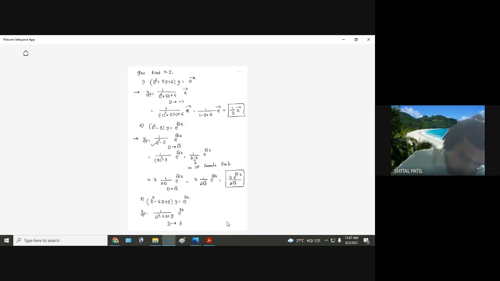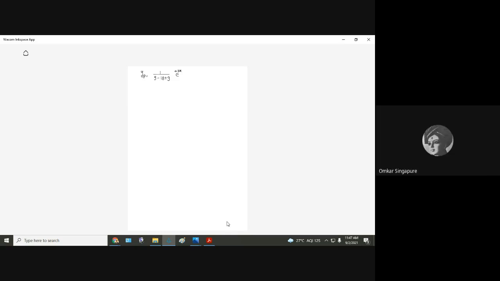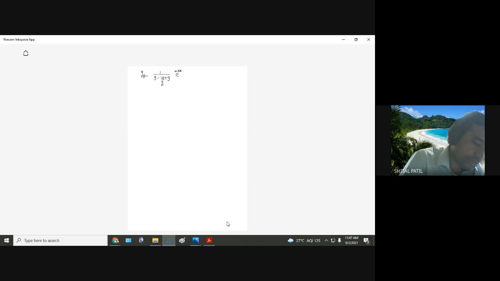Y of p equals 1 upon D square minus 6D plus 9. So it was 3 square, 9, minus 6D, 18, plus 9, e raised to 3x. Is it 3x or minus 3x? Plus 3x or minus 3x? I think plus 3x. Plus 3x.